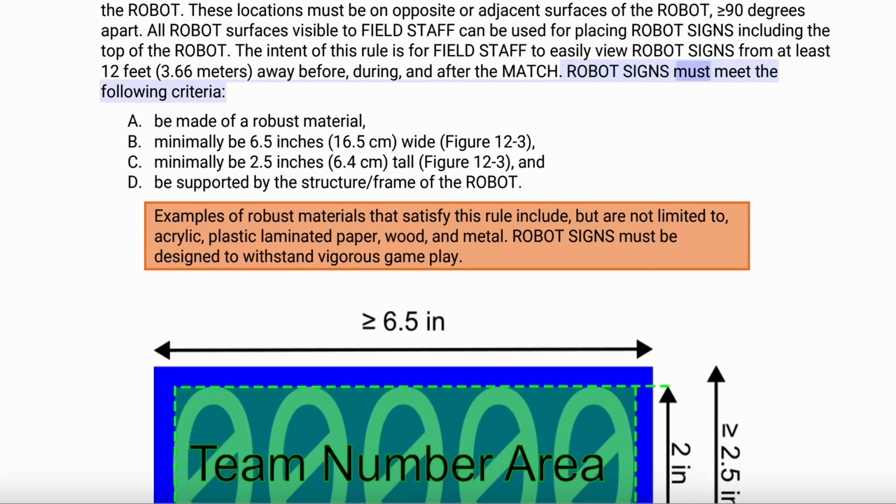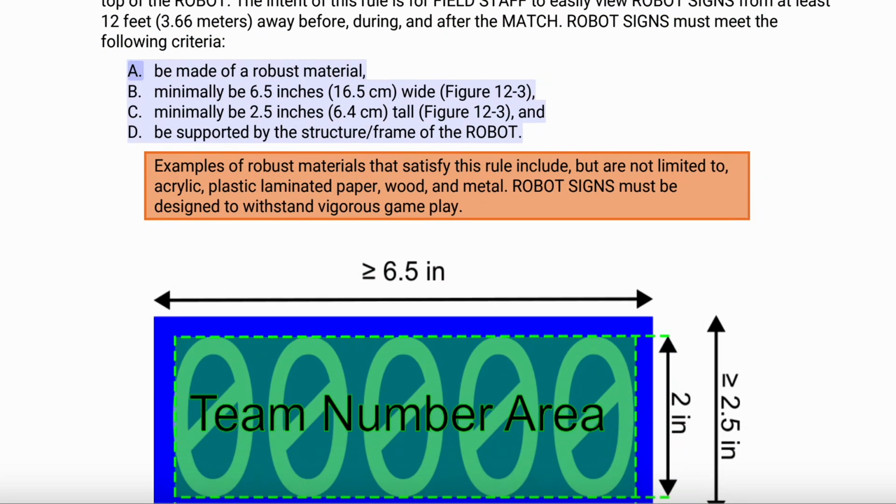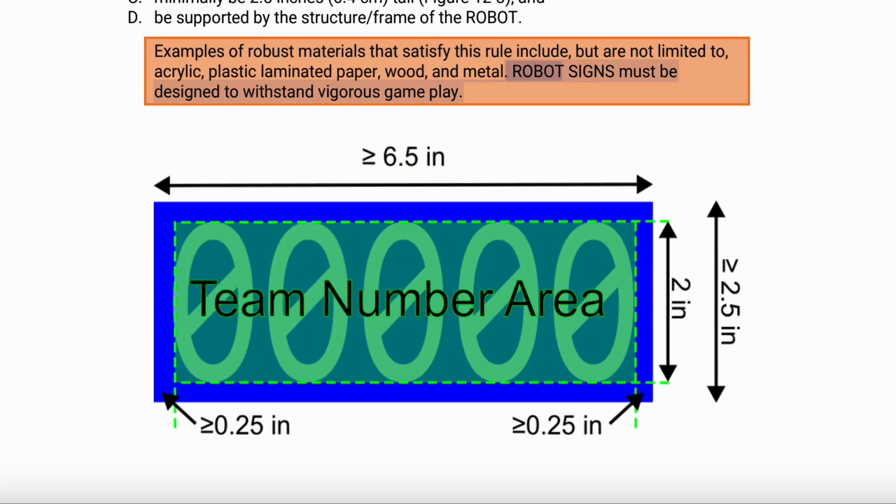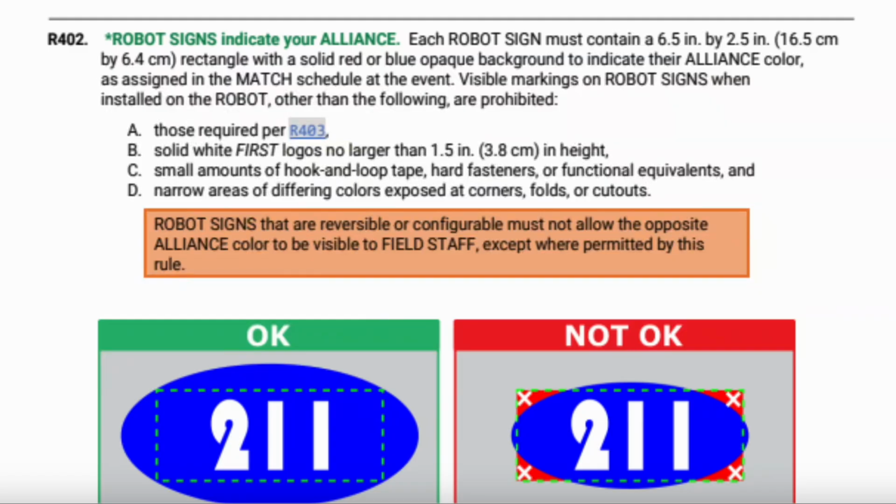Robot signs must meet the following criteria. A. Be made of a robust material. B. Minimally be 6.5 inches (16.5 centimeters) wide, figure 12-3. C. Minimally be 2.5 inches (6.4 centimeters) tall. D. Supported by the structure, frame of the robot. Examples of robust materials that satisfy this rule include, but are not limited to, acrylic, plastic, laminated paper, wood, and metal. Robot signs must be designed to withstand vigorous gameplay.